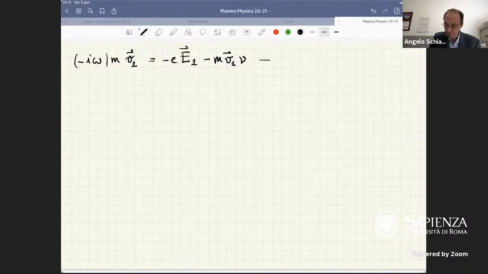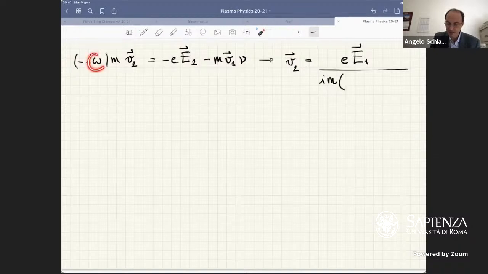So we have that V1 is equal to the electric field times the electron charge, divided by I times M times omega, and when we bring this onto the other side, we have a nu. So two different frequencies, we have omega plus I nu.